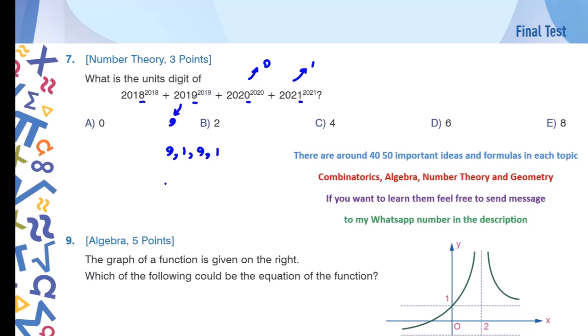For this one, 8. 8 times 8, 64. 8 times 4, 32. 8 times 2, 16. 8 times 6, 48. So the period is 4. When the period is 4, you should divide the power by 4. Mod 4, you should only consider the last two digits, I told you in previous problems. 18, so it means that it is similar to 8 to the power of 18. Mod 4 is what here?